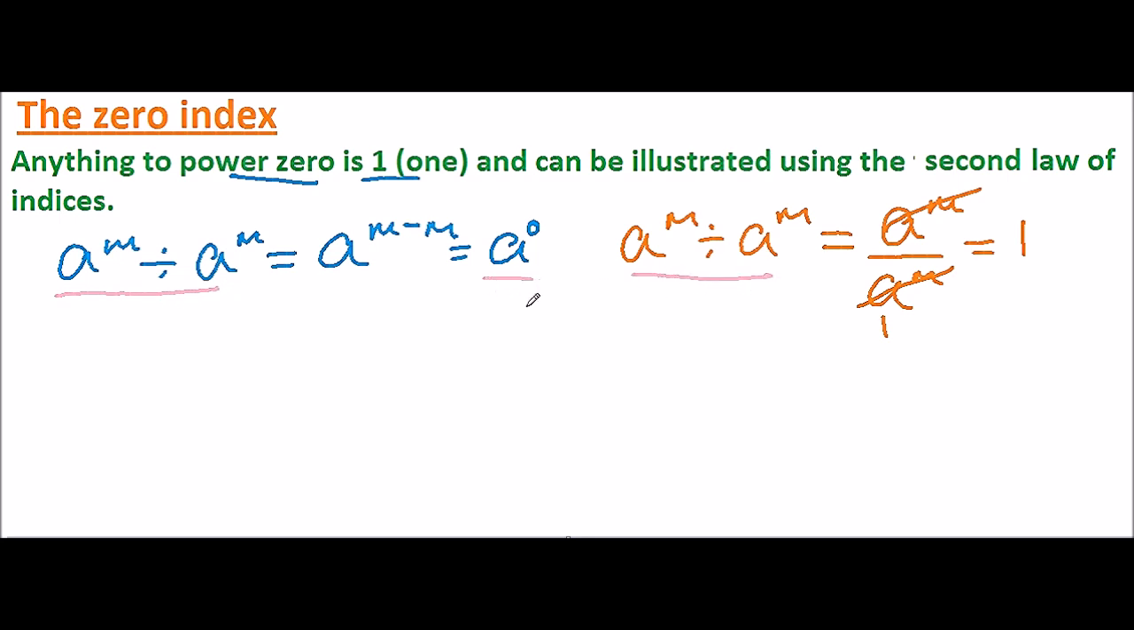Then it means a to power 0 must be the same as 1. And therefore, this is what we refer to as the zero index: a to power 0 is equal to 1. And from this, we say that 10 to power 0 is equal to 1, 1,000 to power 0 is equal to 1, 1,000,000 to power 0 is equal to 1.